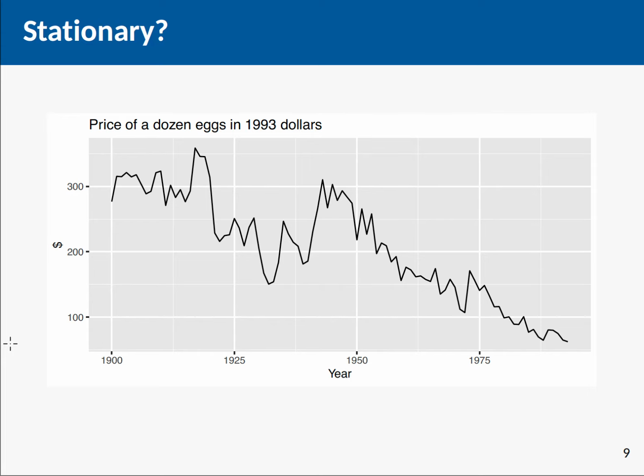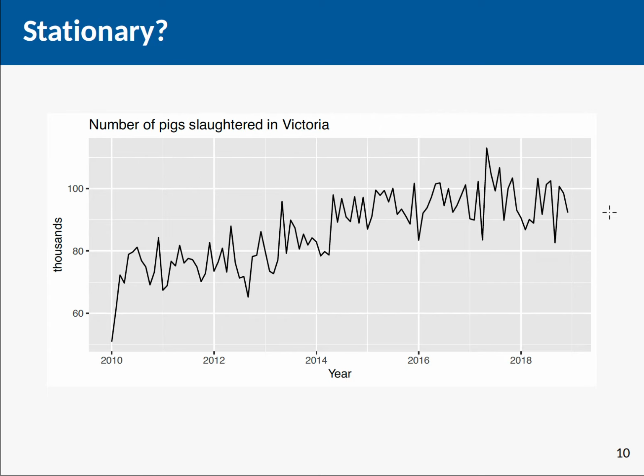This is a data set that is looking at the price of a dozen eggs in 1993 dollars, and take a look at how crazy the price of eggs was here. And obviously, this has come down substantially in recent years. So again, this is showing you a trend. This definitely does not look like a stationary time series.